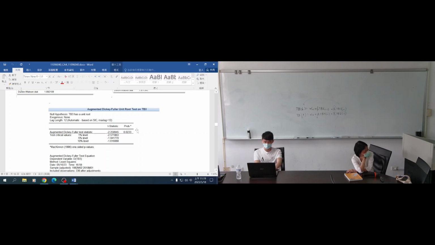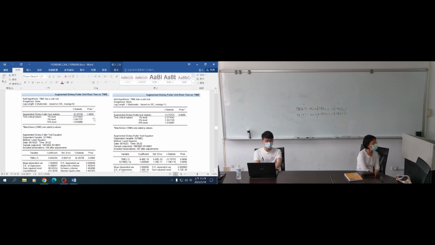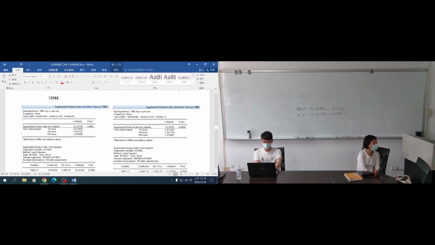So all of the lags pass the stationary test, even though the probability is not the same.